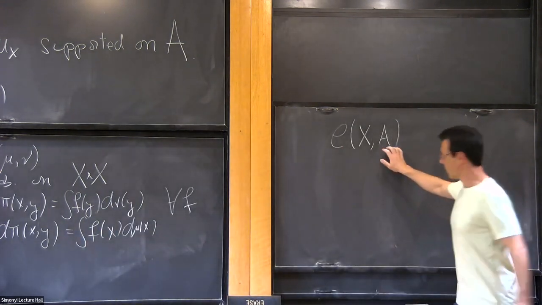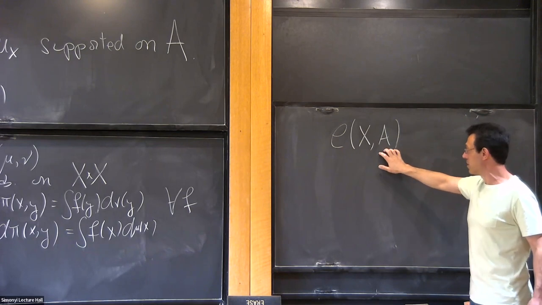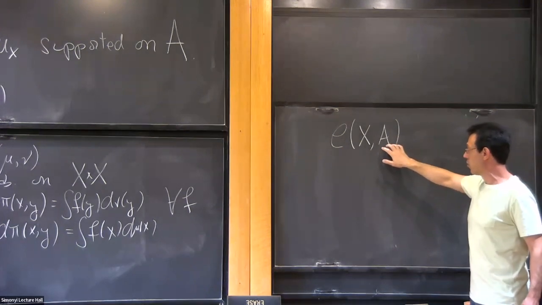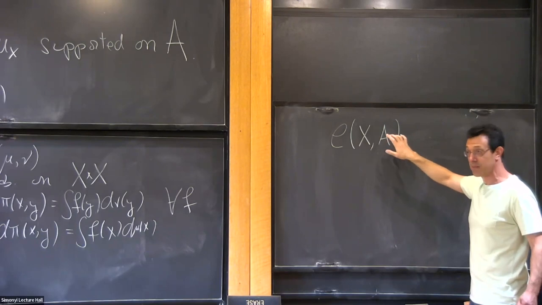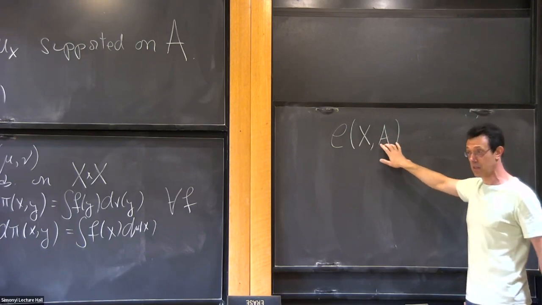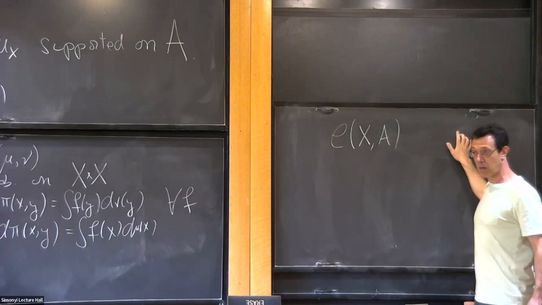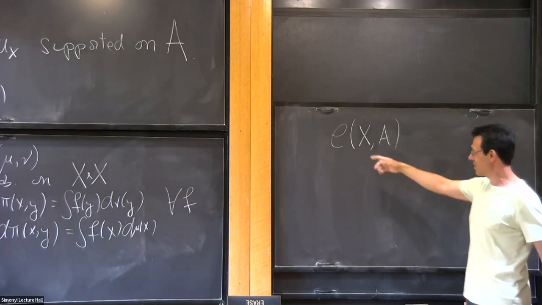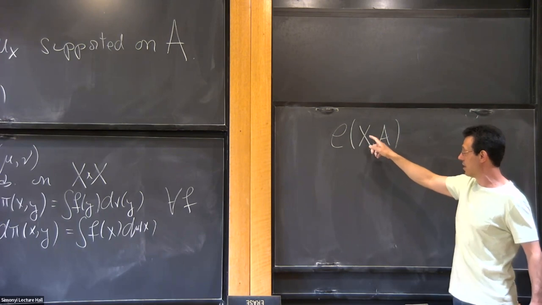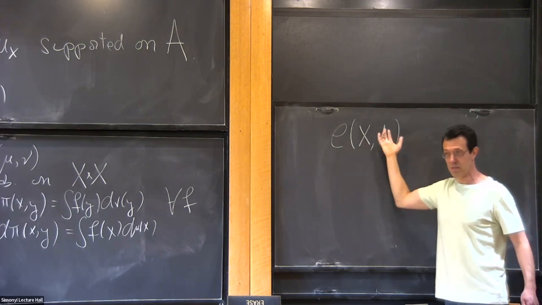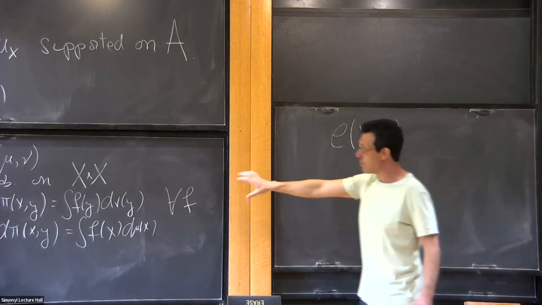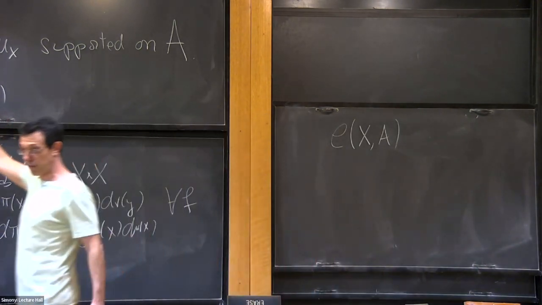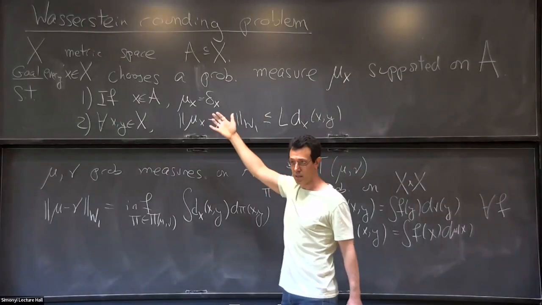So e of x of A just means the smallest constant such that for every Banach space, every one-Lipschitz function from the subset A into the Banach space Y, you can extend this one-Lipschitz function to an L-Lipschitz function. So our previous E of X was just a supremum over all subsets A. Here I really refined it in terms of A, which is perfectly legitimate and done in the literature.